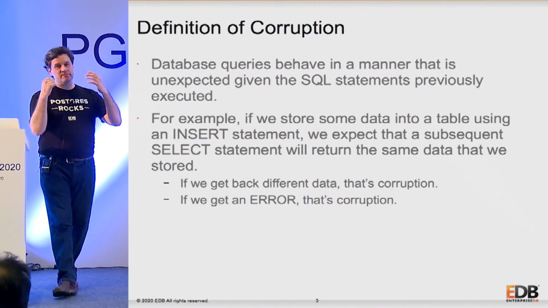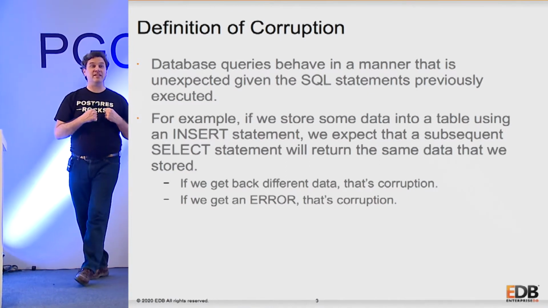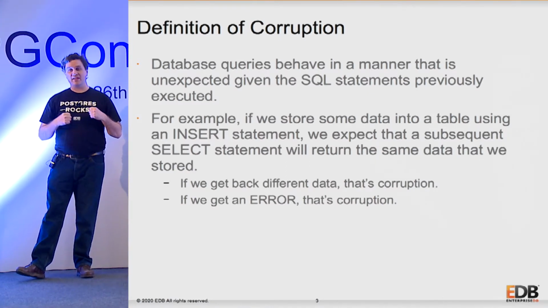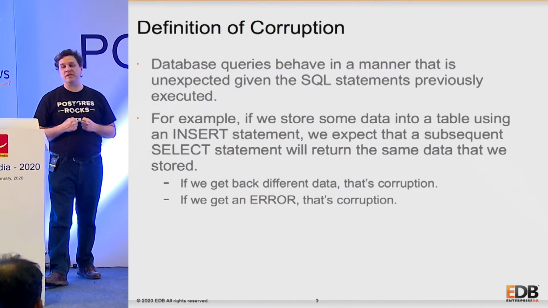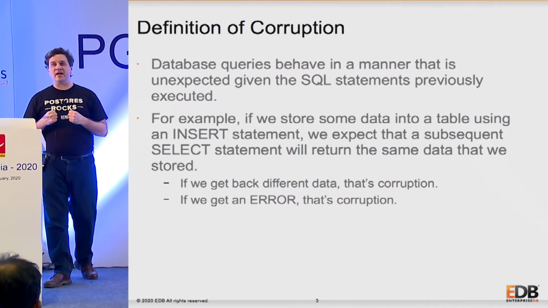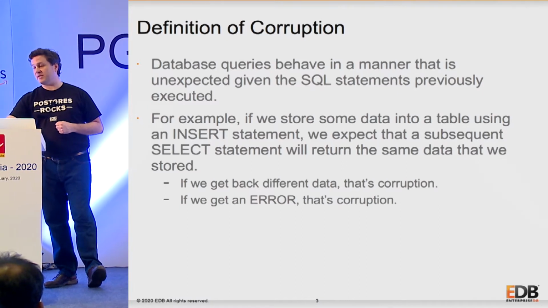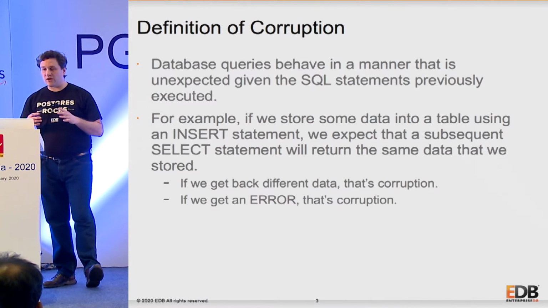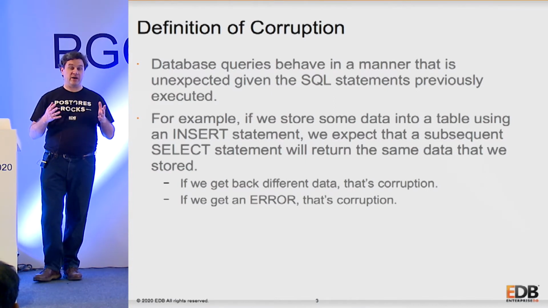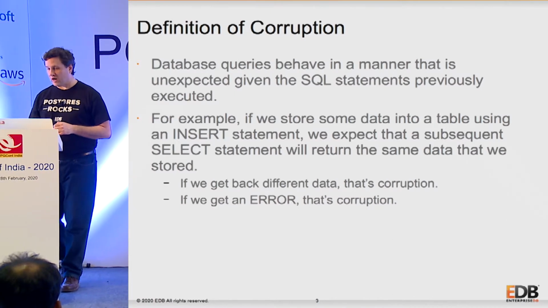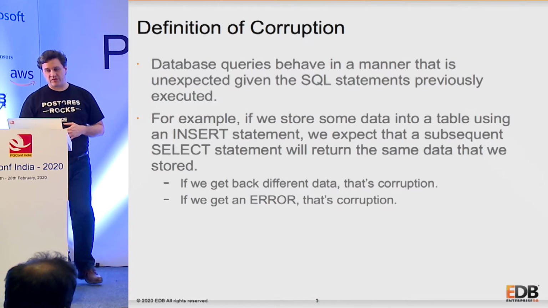One is we might put some data into the database, and then when we try to get it back out, we get different data than what we originally stored. That would obviously be very bad, and that would be corruption. The other thing that might happen is that we might not be able to get our data out of the database at all. We could try to access our data and get some kind of an error or crash or other misbehavior that tells us your data is no longer accessible. And that would also represent database corruption, or perhaps some bug, but for this talk we're going to focus on the corruption case.